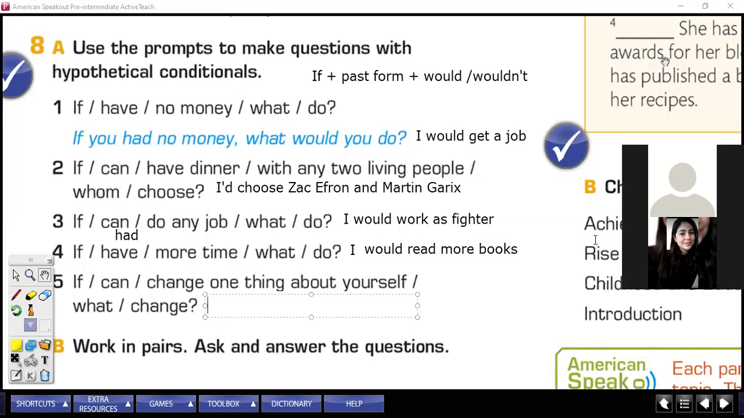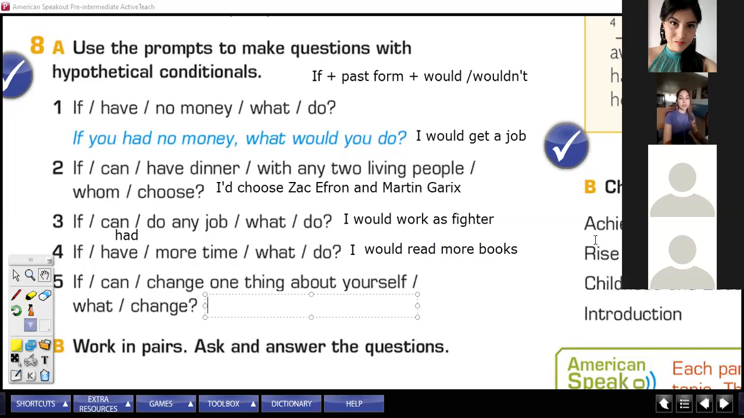If you could change one thing about yourself, what would you change? If I could change one thing about myself, I would change my self-censorship. Es inseguridad, pero no sé cómo se pronuncia. Insecurity. So I would be more confident. Suena más bonito, ¿no? Sería más seguro. I would be more confident.